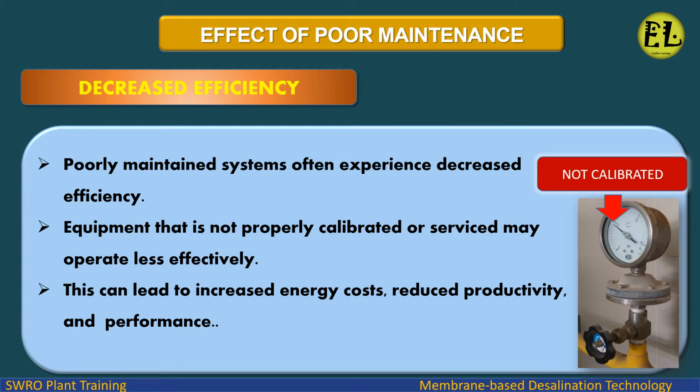Decreased efficiency. Poorly maintained systems often experience decreased efficiency. Equipment that is not properly calibrated or serviced may operate less effectively. This can lead to increased energy costs, reduced productivity, and reduced performance.